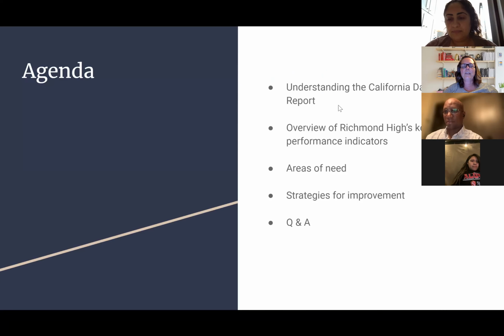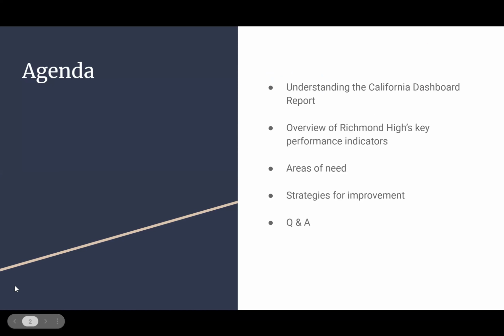Okay, so this is tonight's agenda. These are the top things we're going to be discussing over the course of this evening. The first is understanding the California Dashboard Report. So we're going to talk in general to give you an introduction to what that is, what it looks like. And then we're going to talk specifically about Richmond High's key performance indicators. And that will flow nicely into areas that we've determined here at the school that are of need and that possibly might need attention, as well as some strategies for improving the school's indicators.